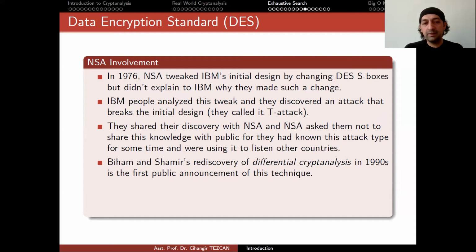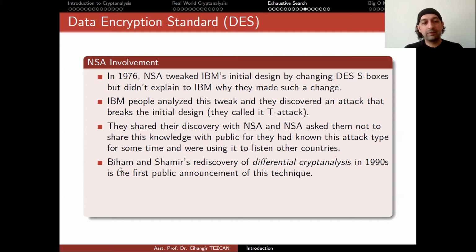But in the 1990s, Biham and Shamir discovered this technique too, and they called it differential cryptanalysis. With their papers, this was the first public announcement of the technique. So secret agencies knew it for a very long time. Japanese people claim that they knew it since the Second World War, but it was Biham and Shamir who announced it to the world, actually.